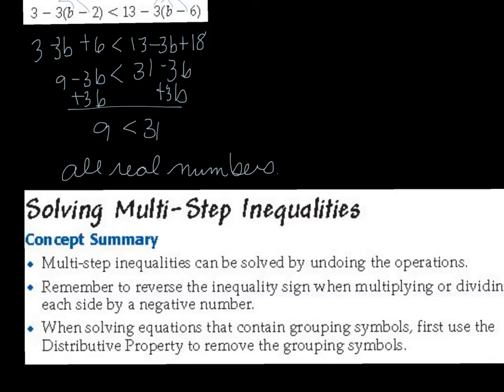So summing it up, multi-step inequalities can be solved by undoing the operations. Remember to reverse the inequality sign when multiplying or dividing each side by a negative number. When solving equations that contain grouping symbols, first use the distributive property to remove the grouping symbols.